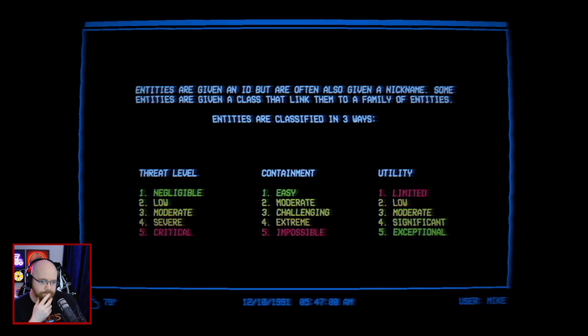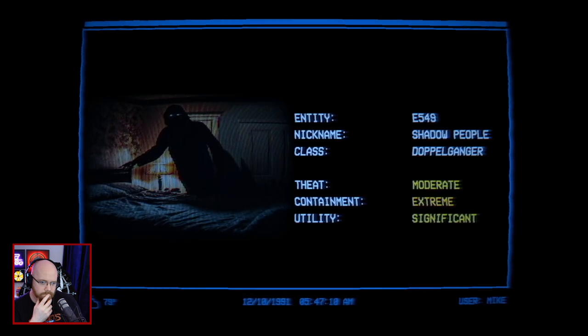Entities are classified in three ways: threat level, containment, and utility, each rated by five levels. Entity E549. Nickname, Shadow People. Class, Doppelganger. Threat, Moderate. Containment, Extreme. Utility, Significant.